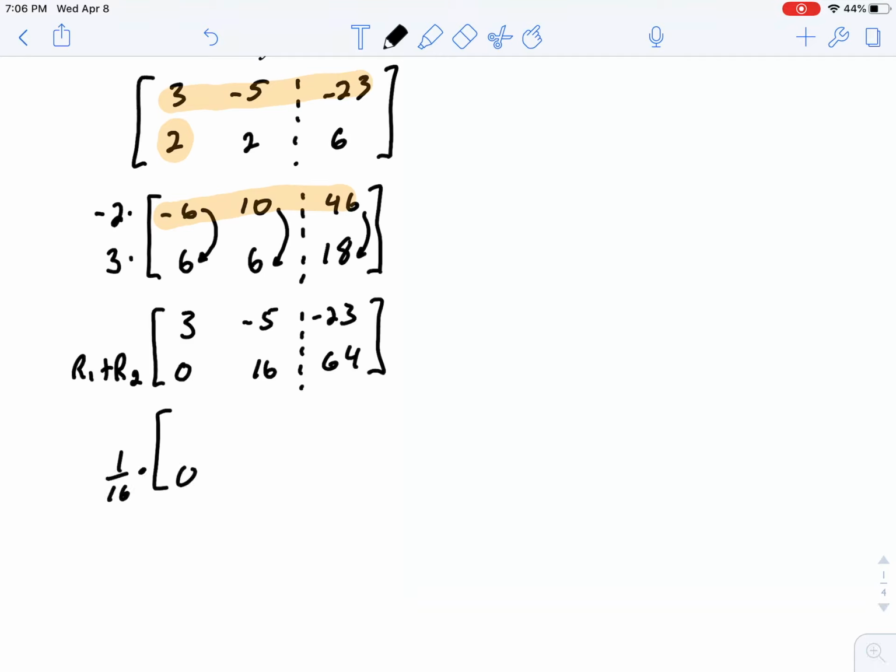1/16 times 0 is 0. 1/16 times 16 is 1. 1/16 times 64 is 4. Do 64 divided by 16 on a calculator if you need to. And then I'm just going to bring down this top row. Now, if I get to going too fast, you can't tell me to slow down, but you can pause the video. So you definitely use the pause button as much as you need to.